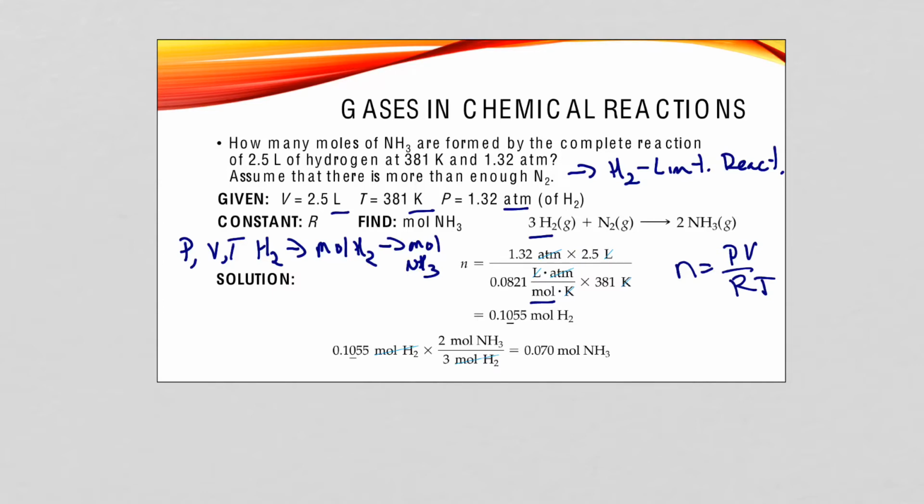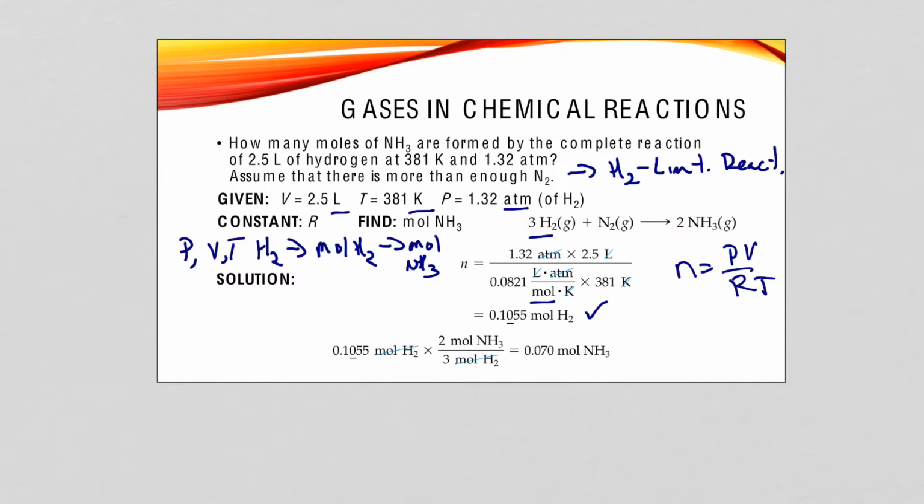But we're going to keep these extra digits for now. So now we've done step one. So now we're going to go from moles of hydrogen to moles of ammonia again, using that ratio. So if we look at our equation, our ratio between hydrogen and ammonia is we make 2 moles of ammonia for every 3 moles of hydrogen.